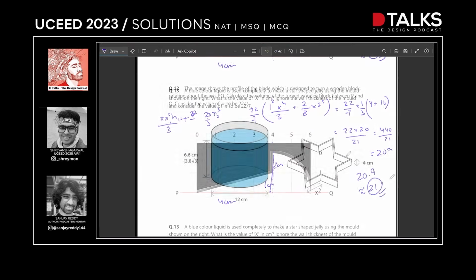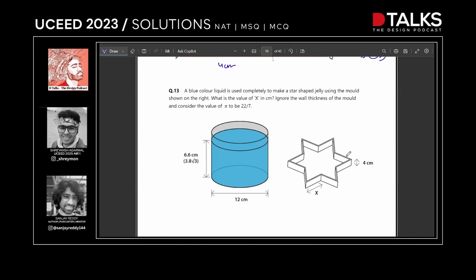A blue color liquid is used completely to make a star-shaped jelly using the mold shown on the right. What is the value of x in centimeters? Ignore the wall thickness of the mold and consider the value of pi to be 22 by 7. Right, so people get confused about what can be the volume of this particular shape.